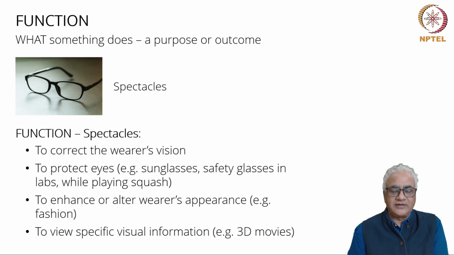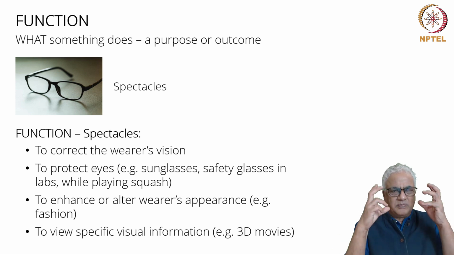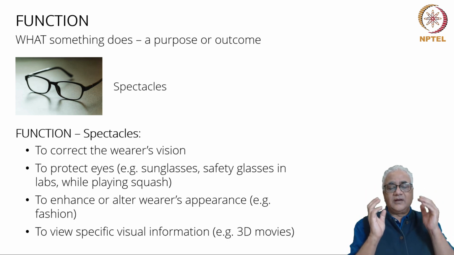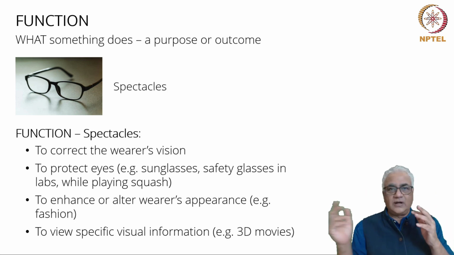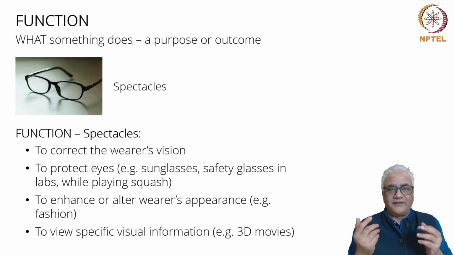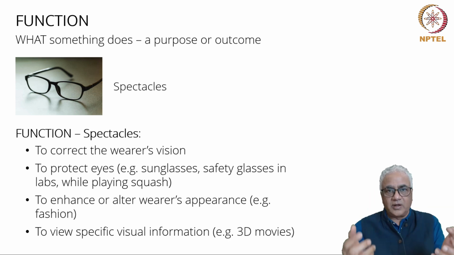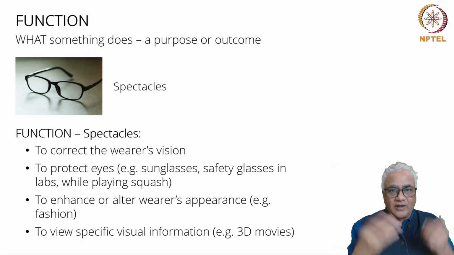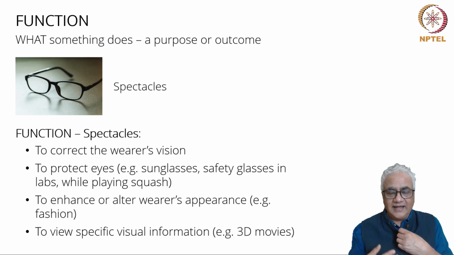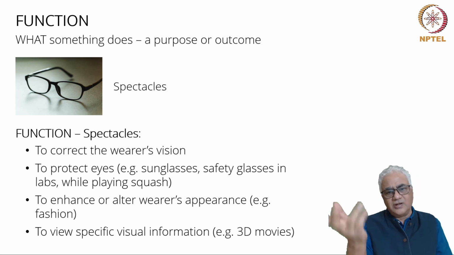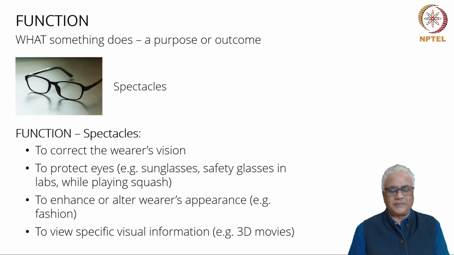The first time I went to this 3D movie, I felt very silly because they gave me these glasses, huge, ugly glasses, and I had to put it on. And I looked around, everybody was putting it on. And therefore, suddenly what I did was I took it off, but I couldn't see anything on the screen. So I put it on quickly back again, right? So therefore, you want to view something specific, you use spectacles. So the function is what something does. I'm sure it's very clear to you now.